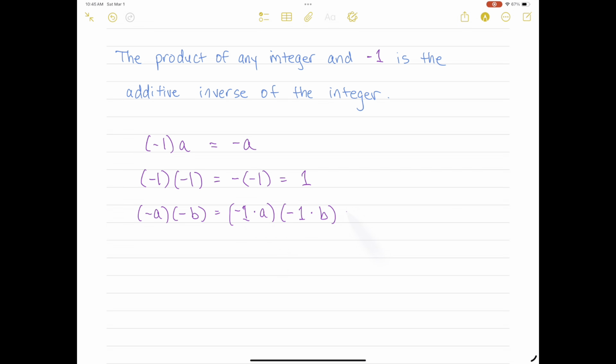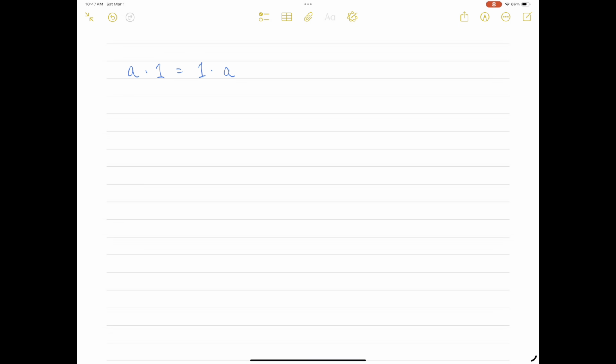And using the associative property, we can move the factors around. Minus 1 times minus 1 times ab. The negative 1 times negative 1 equals positive 1. 1 times ab is just ab. A times 1 equals 1 times a, which equals a. A times 0 equals 0 times a, which equals 0.